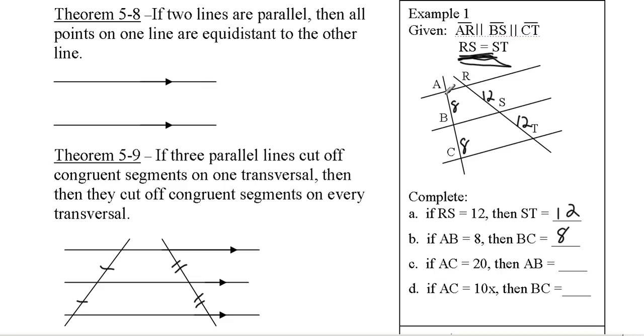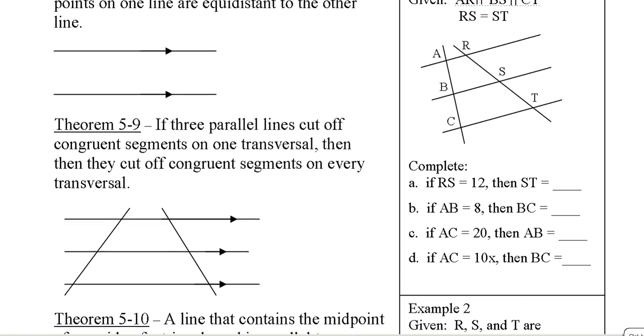If AC is 20, that whole length is 20, then what's AB? Well, that's half of that, which is 10. And if AC is 10x, then BC is 5x. Okay.